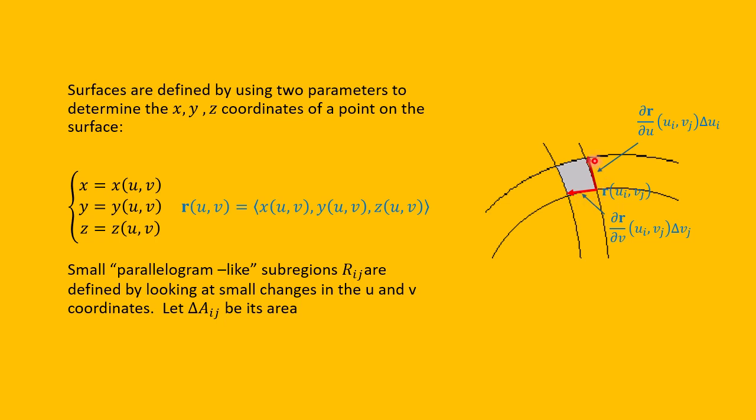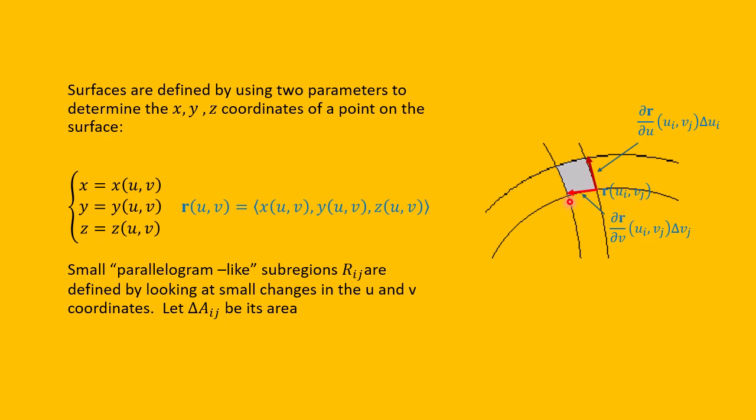The length of this one is the partial of r with respect to u at the point u sub i, v sub j, times the change in u sub i, going from here to here. So delta u sub i is actually u sub i plus 1 minus u sub i.